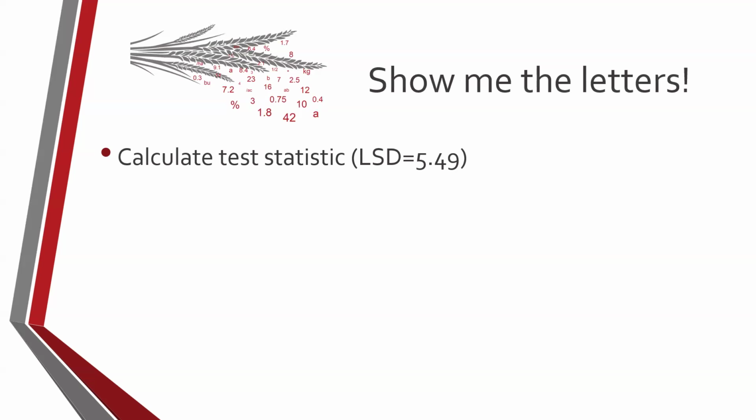So first step is to calculate a test statistic to perform the comparison of means. In this example, we will use the LSD at a 5% significance level, just using that data that we had looked at before. And it turns out the calculation ends up being 5.49 for this data.